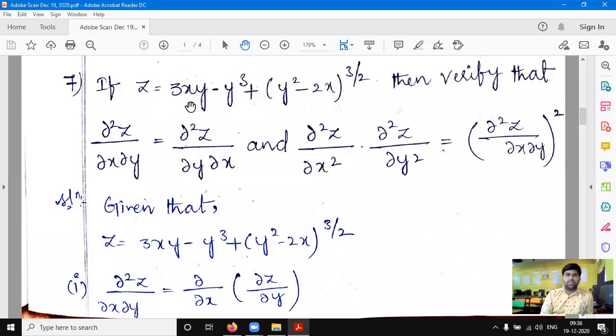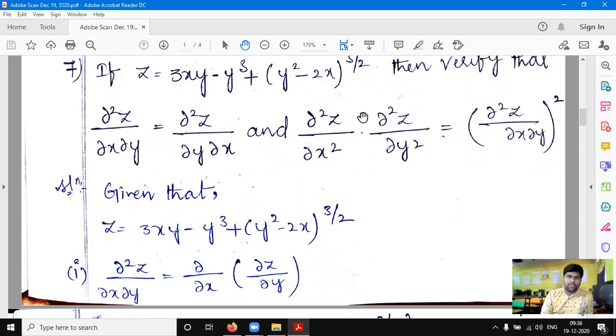If z is equal to (3xy − y³ + y² − 2x)^(3/2). Okay, solution. For this problem, we have to calculate first this term, then this term, and compare these two. Maybe we will get these two are equal. Next, we have to calculate this term and this term, then multiply these two, and again calculate these terms and do the square. So you will get these two terms are equal. It is a very long problem, but it is very important also.